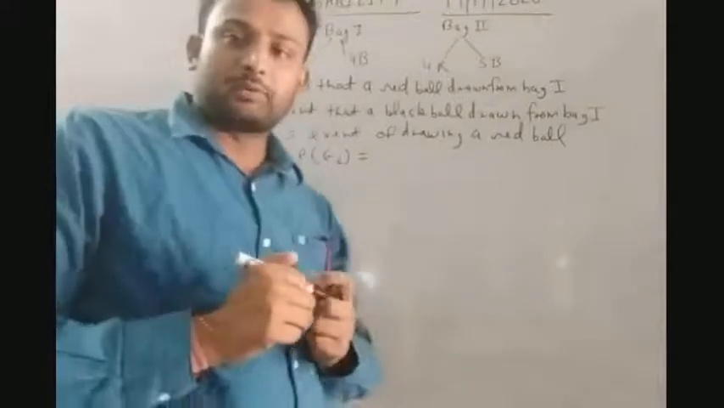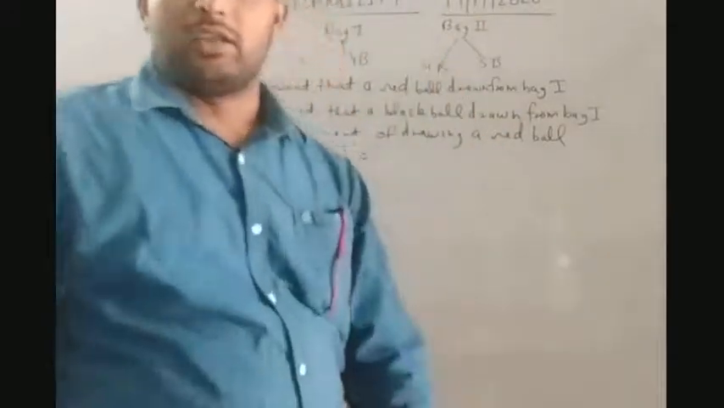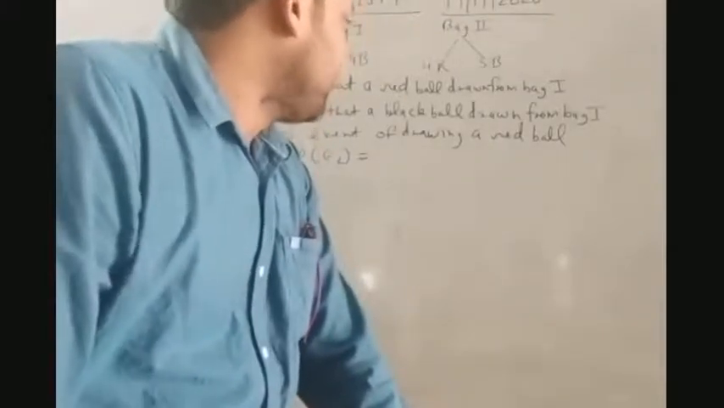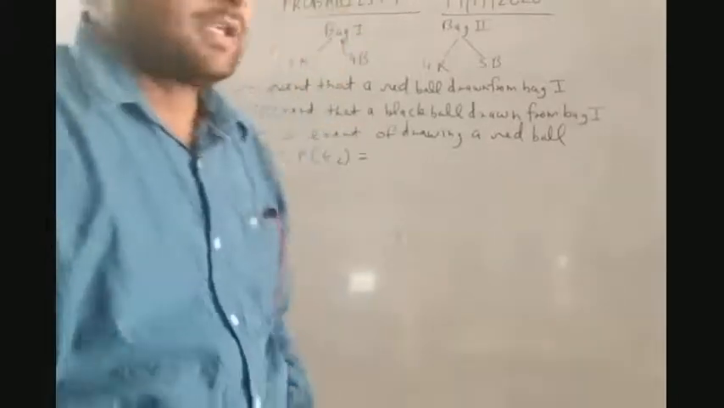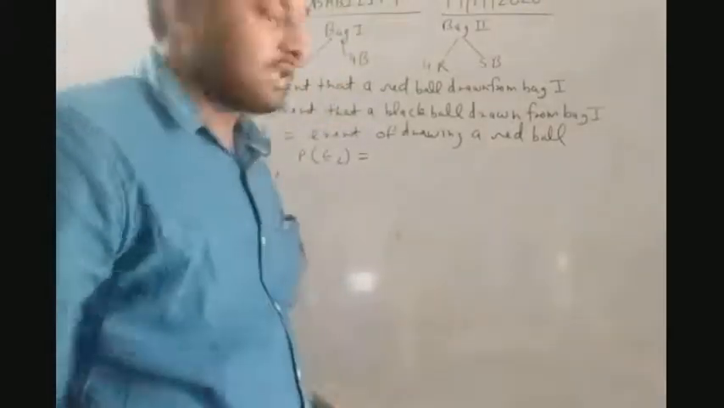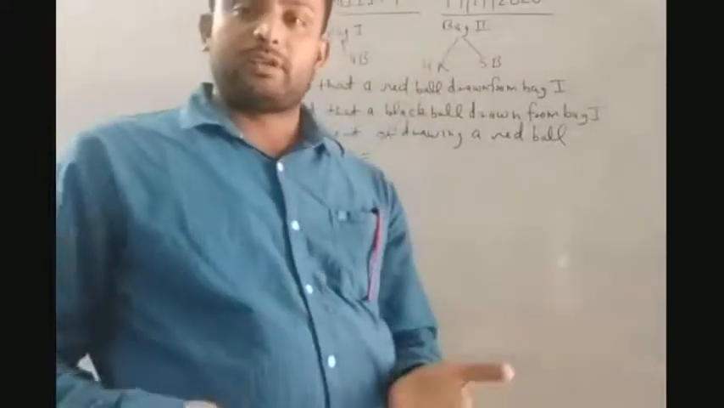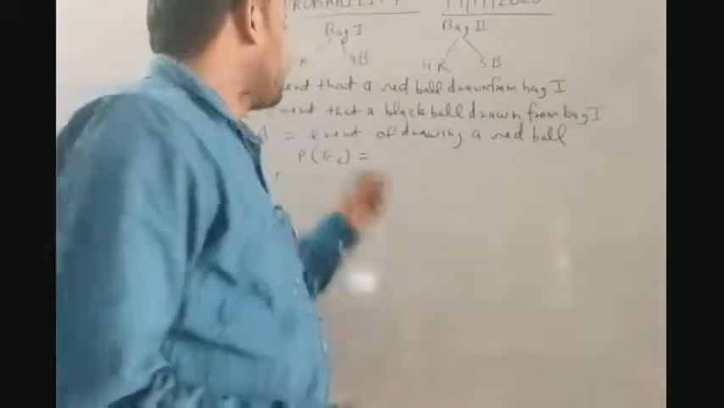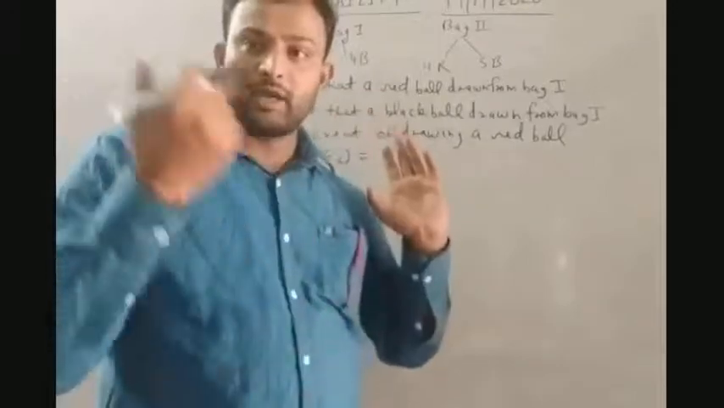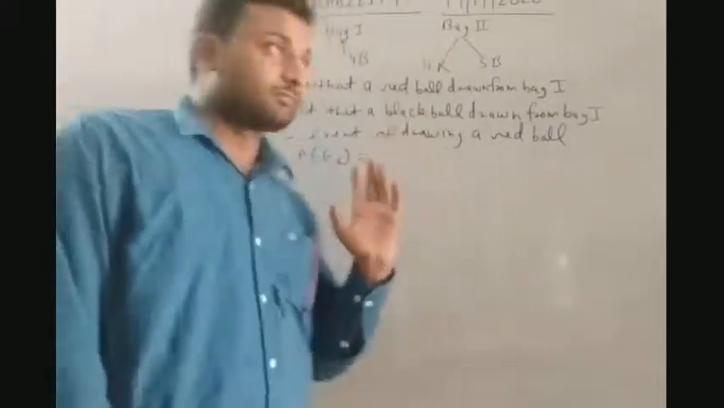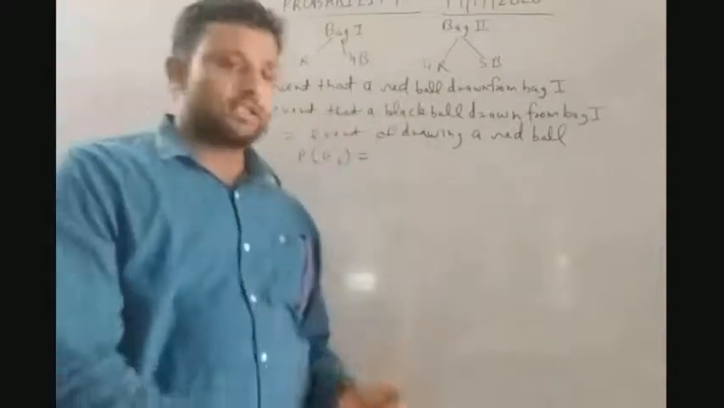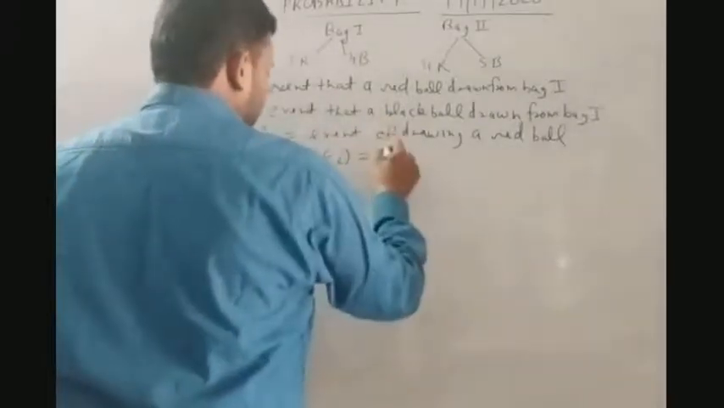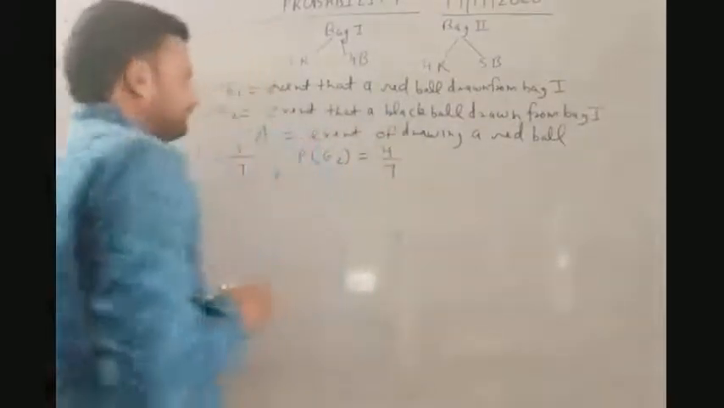Because one ball is transferred from bag first to second, we have taken the events that E1 is a red ball transferred from bag first, and E2 is a black ball transferred from bag first. Because in bag first there are both red balls and black balls. So we are supposing that the first event is that a red ball is drawn from bag first and transferred to the second, and E2 is a black ball drawn from bag first. We don't know which. So P(E2) is 4/7.